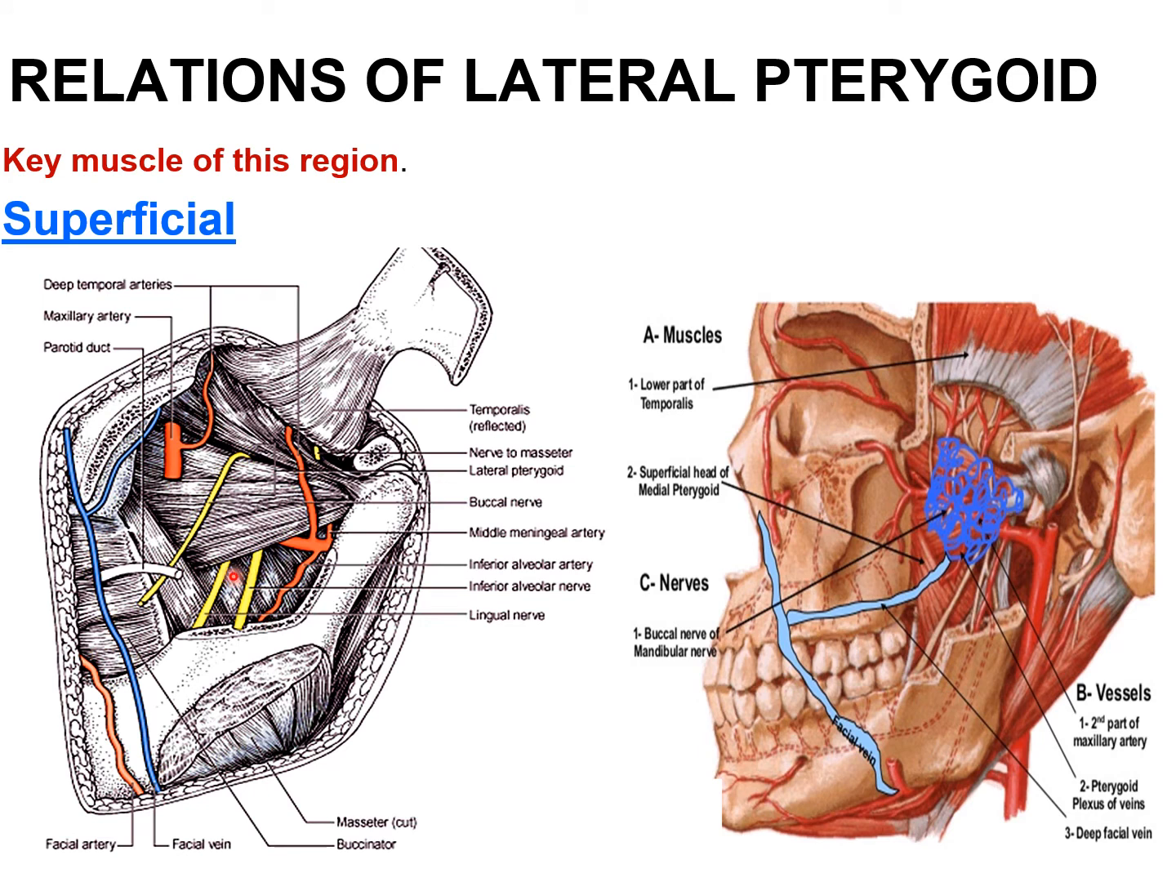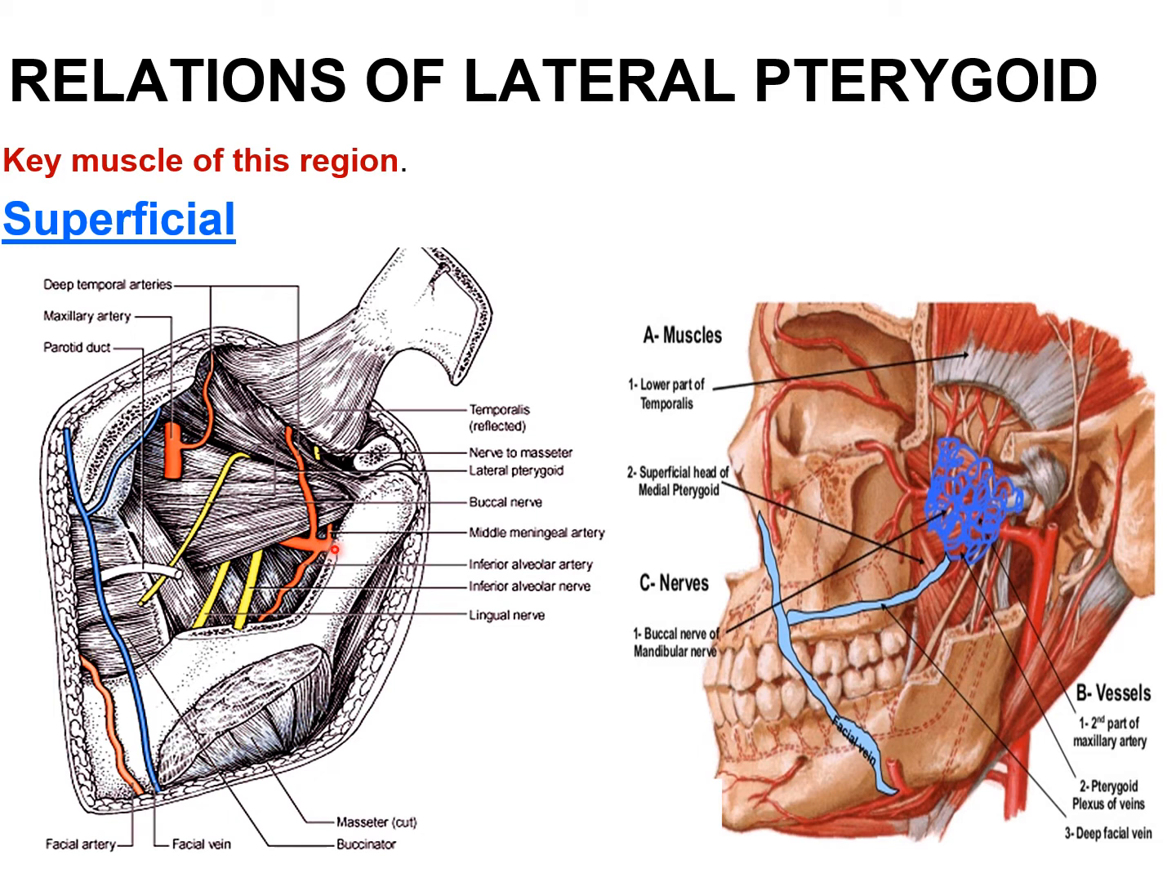Since the lateral pterygoid muscle is the key muscle of this region, let us discuss the superficial relations of lateral pterygoid after retracting the ramus of mandible with the temporalis muscle. So the masseter, the ramus of mandible and the temporalis come in the superficial relation of lateral pterygoid along with the superficial head of medial pterygoid muscle. Also, the maxillary artery can be seen in the superficial relation of the lateral pterygoid.